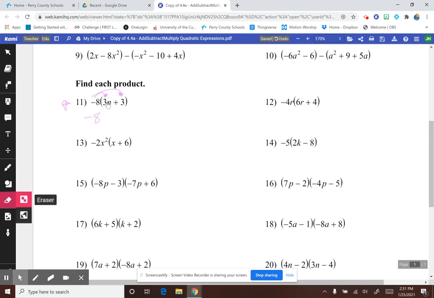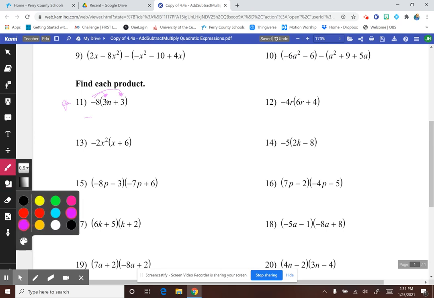Oops, I made a mistake and you didn't catch me. I didn't give you time to catch me, right? So -8 times positive 3n. -8 times 3 would be -24, and the n just comes along for the ride. So there would be our answer. Pretty doggone simple, right? So that same process you would do for 12 through 14.